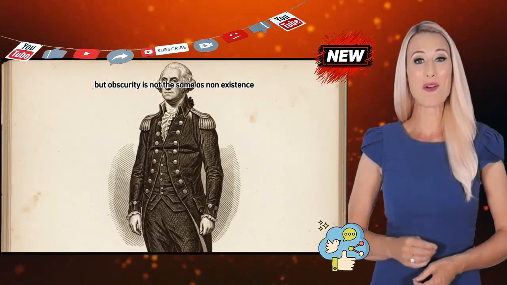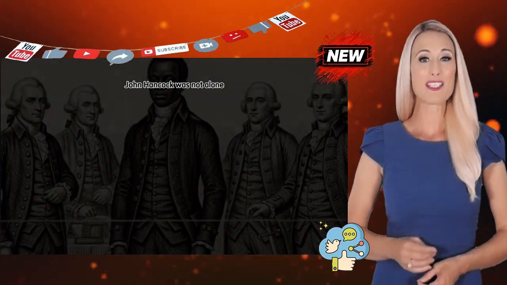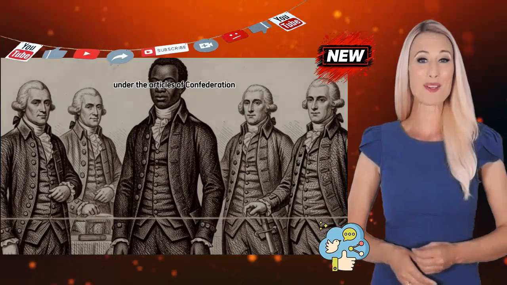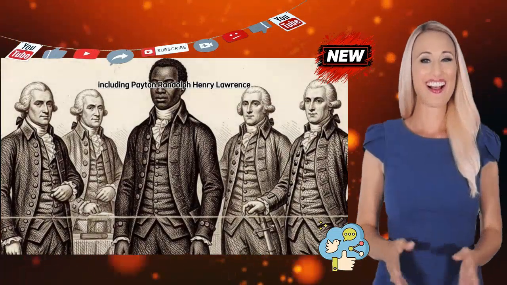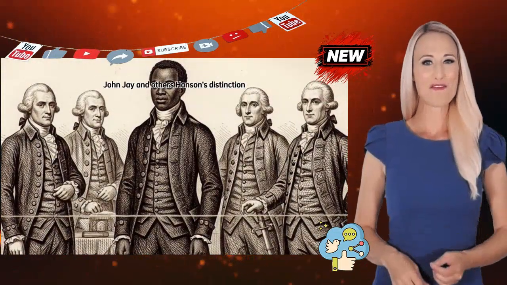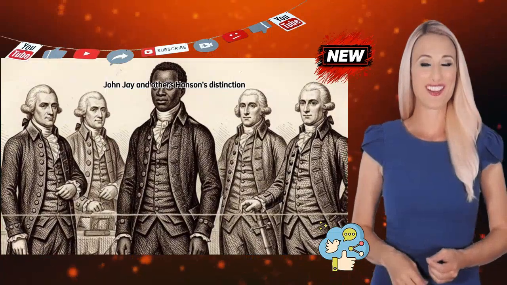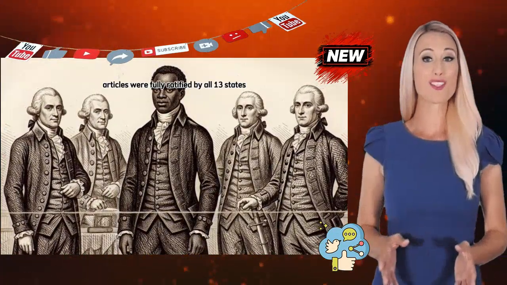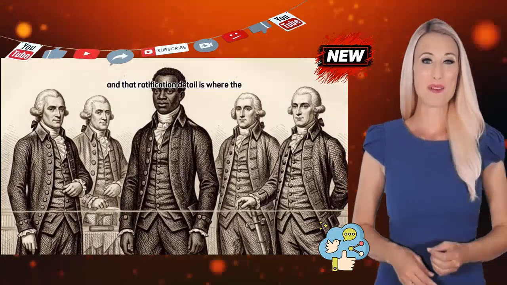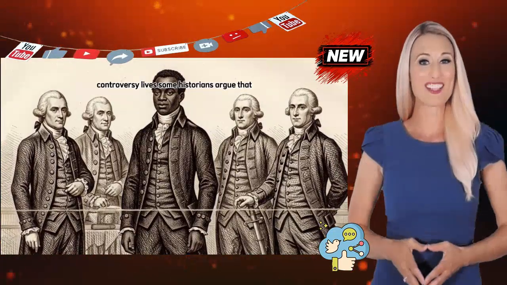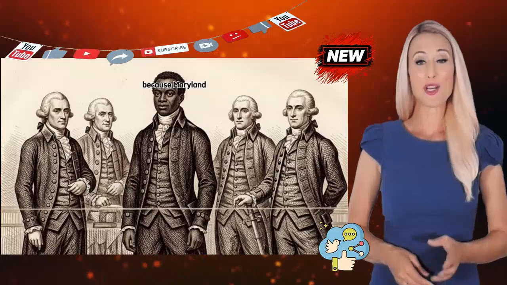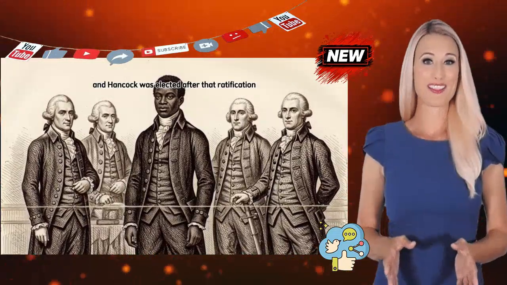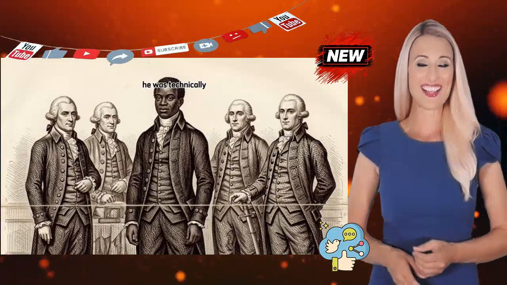John Hanson was not alone. Before Washington, several men served as president of Congress under the Articles of Confederation, including Peyton Randolph, Henry Laurens, John Jay, and others. Hanson's distinction lies in being the first to serve a full one-year term after the Articles were fully ratified by all 13 states. And that ratification detail is where the controversy lives. Some historians argue that because Maryland was the last state to ratify the Articles in 1781, and Hanson was elected after that ratification, he was technically the first president of the fully unified United States government.